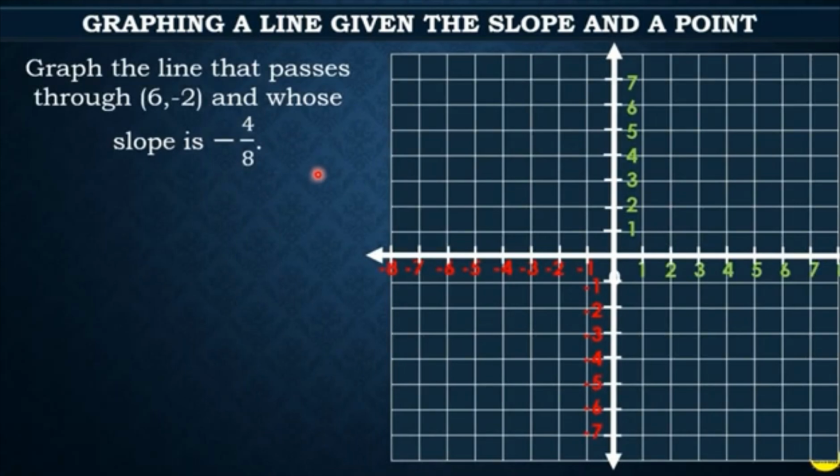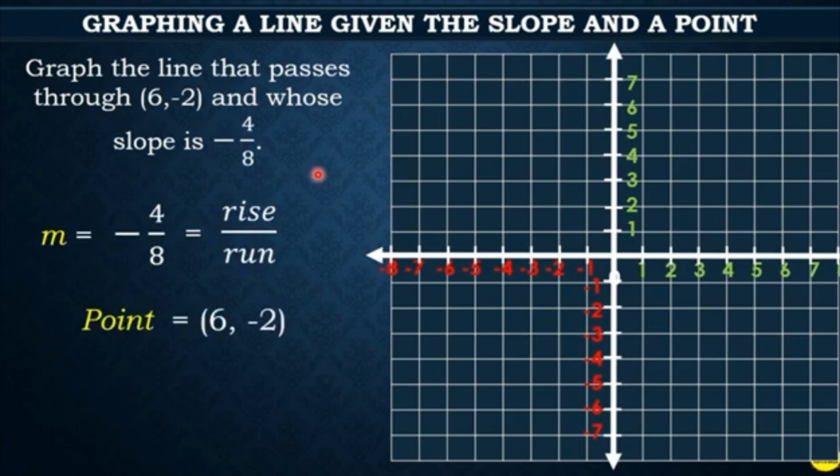So, graph the line that passes through 6, negative 2, and whose slope is negative 4, 8. So, identify muna natin si slope. Your slope is negative 4, 8. And then, our point is 6, negative 2. So, let us plot first 6, negative 2. Here's your 6. And then, going down. So, this is your 6, negative 2. Okay? So, let us do the rise over run.